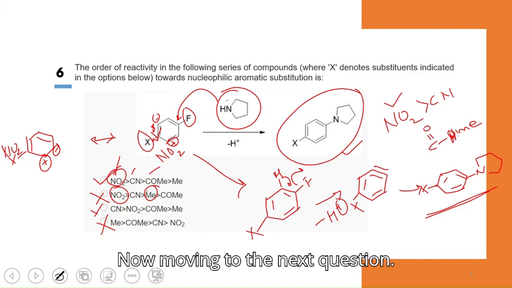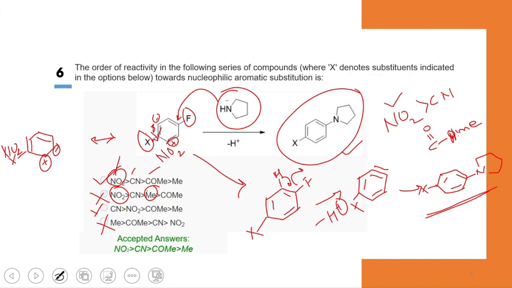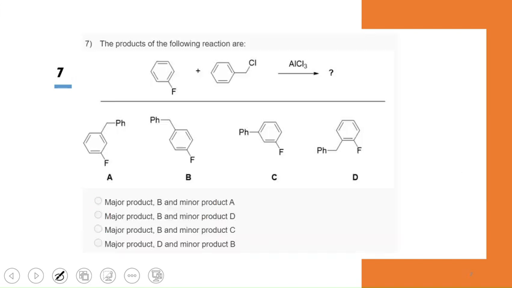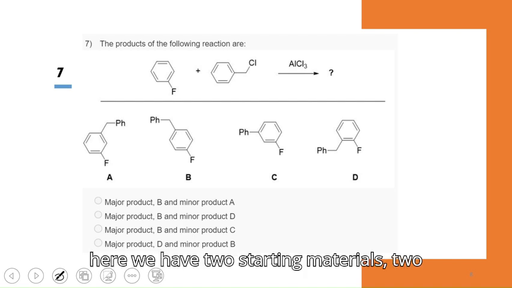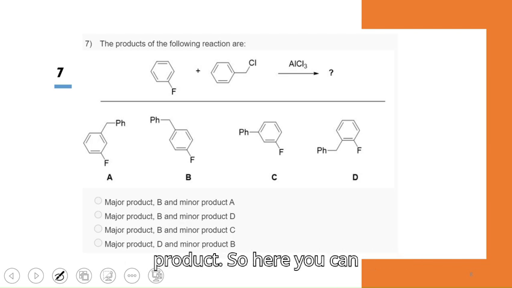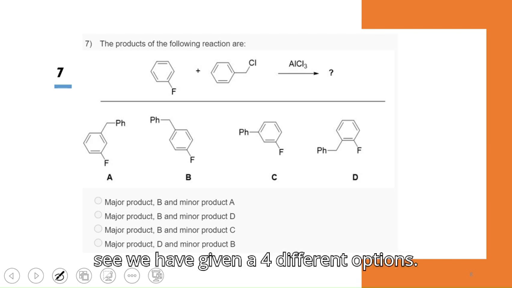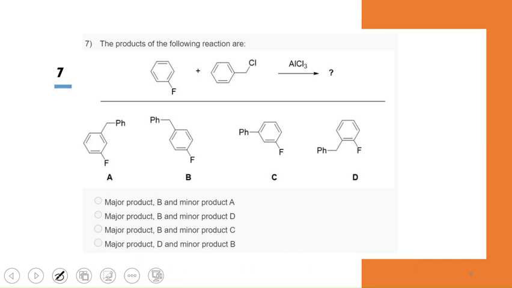Now moving to the next question. Question number 7. The product of the following reaction is. Here we have two starting materials, two substrates, and we have to find out the product. So here you can see we have given 4 different options, which will be the product.